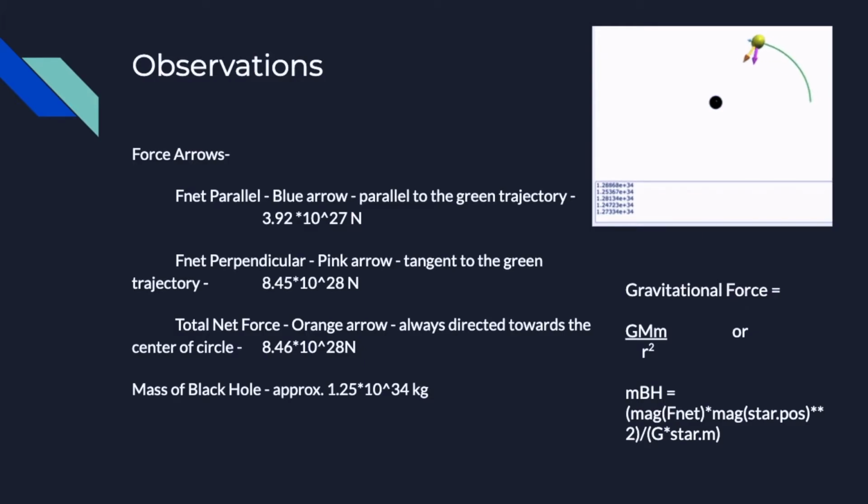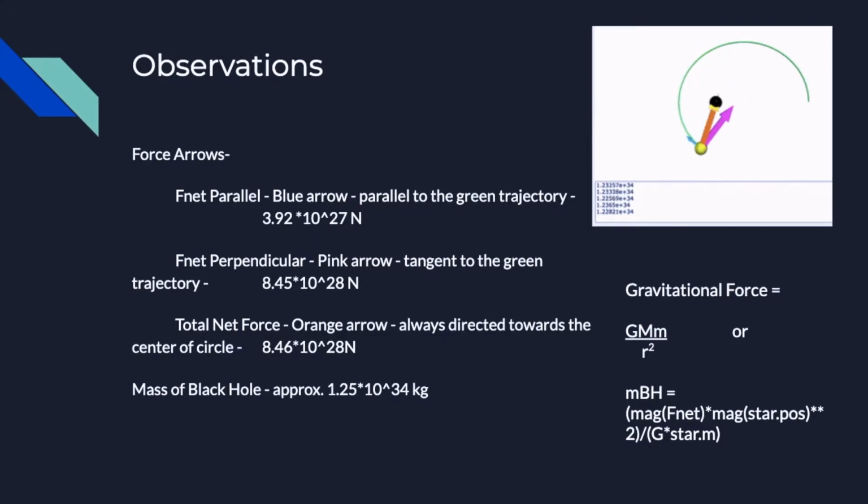As observed in the model, there are 3 forces that act on the star as it moves in its orbital pattern. The blue arrow is a net parallel force, and it changes directions throughout the course of the orbit to show that the star is both speeding up and slowing down. It speeds up the closer it gets to the black hole, and it slows down the further away it gets. That's because of the force of gravity. As the distance between the two gets smaller, the net force gets larger, and it accelerates and moves faster.